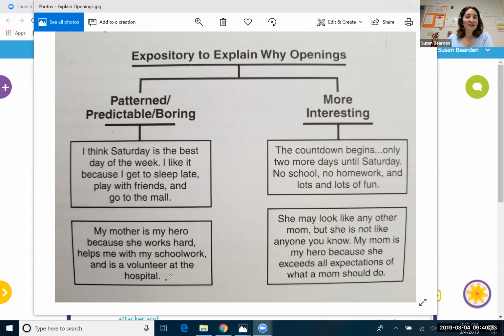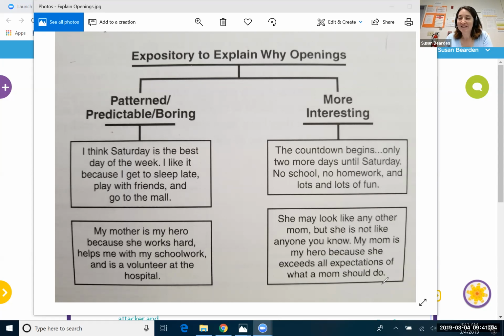It does what we need it to, but it's really kind of boring. It feels like a math formula where you're just plugging in the pieces, right? It's not exciting. So let's look at a way to make it more interesting. So let's take a look on the right. If you'll read the example with me, she may look like any other mom, but she is not like anyone you know. My mom is my hero because she exceeds all expectations of what a mom should do.